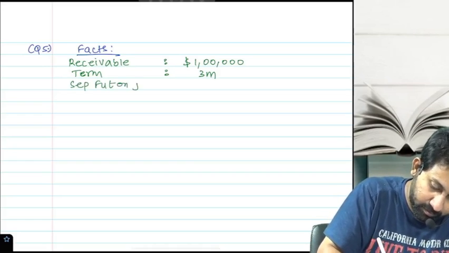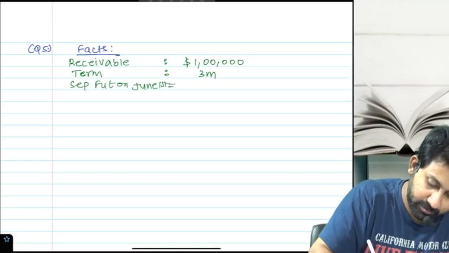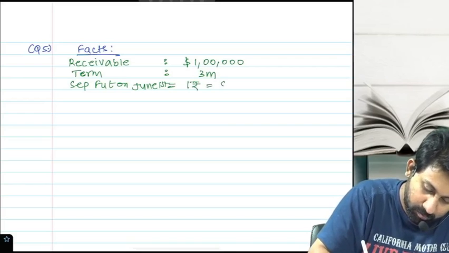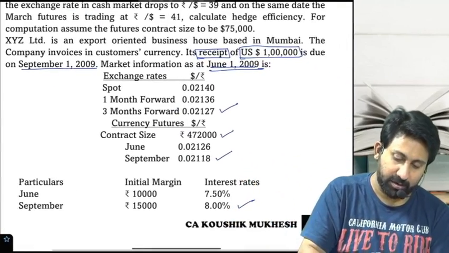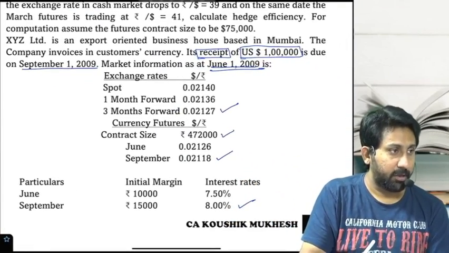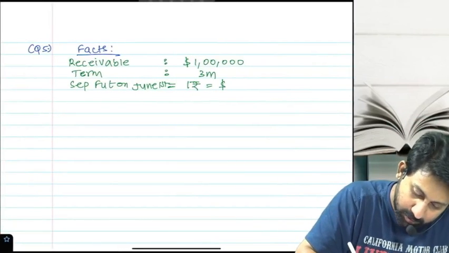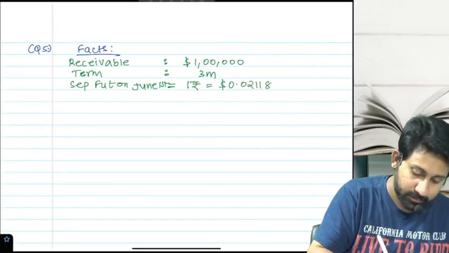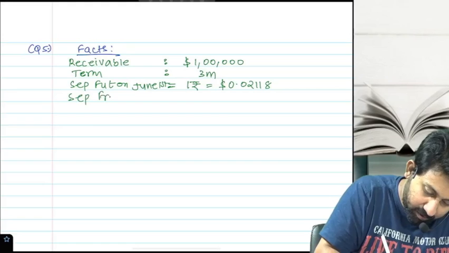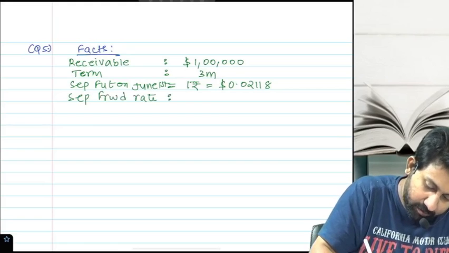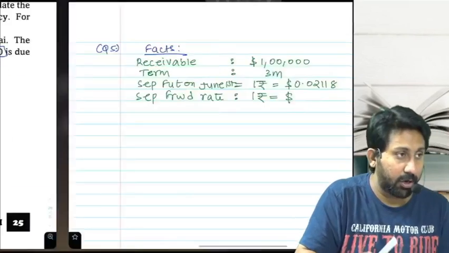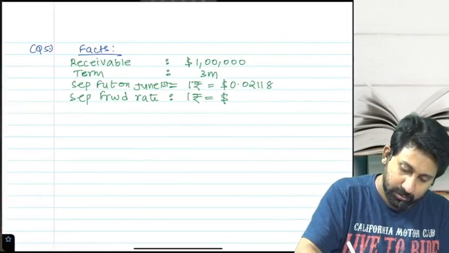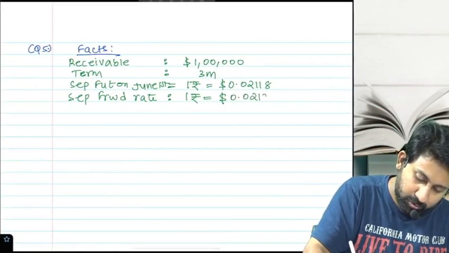Next, September futures on June 1st. ₹1 equal to dollar, it was given as indirect quotation, 0.02118. September forward rate, ₹1 equal to dollar, exchange rates given, 0.02127.